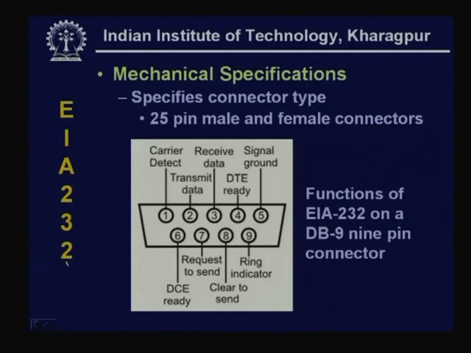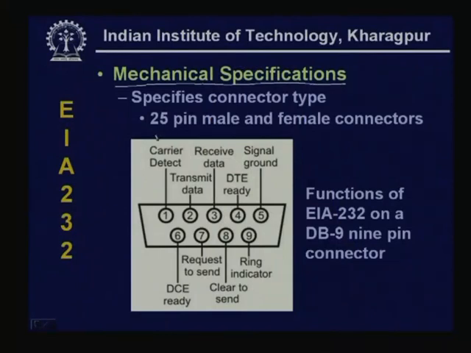Here, the EIA 232 standard has different versions A, B, C, and D, presently D. The mechanical specification specifies the connector type. You will require a connector and a cable to connect the equipment. The mechanical standard specifies that, and in the main standard a 25 pin male and female connector have been suggested, and these connectors are used for linking a DCE with a DTE. However, all 25 pins are not used; 9 of them are commonly used, as shown in this particular diagram. Subsequently a DB9 9-pin connector was developed, which is commonly used. This is smaller in size, and the various signals present on these pins are also shown here.